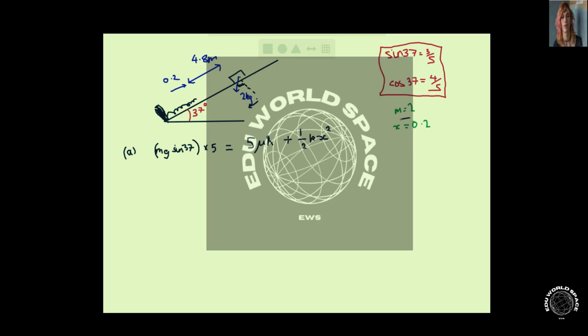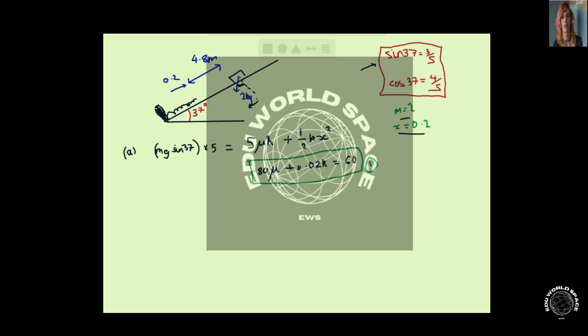Now we know that the mass is m, we know that the compression is 0.2, we know what sine 37 is, as we've calculated it from here, and we know the reaction force must be equal to the perpendicular component of the weight, so mg cos 37. So by plugging all of these into this expression, we get an expression that says that 80 mu plus 0.02k is equal to 60. So this is our first expression that we're going to need to use to solve for mu, so the coefficient of friction.